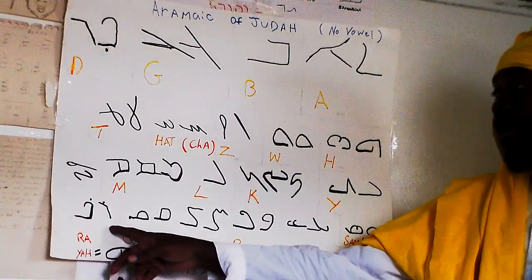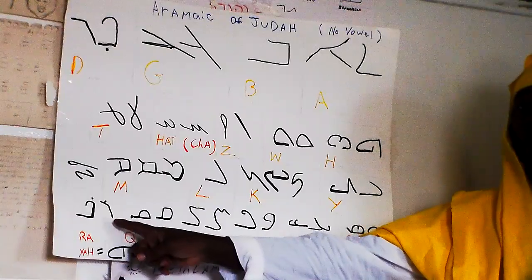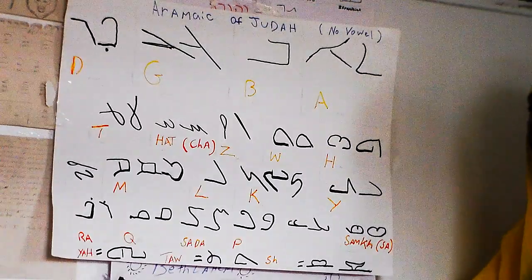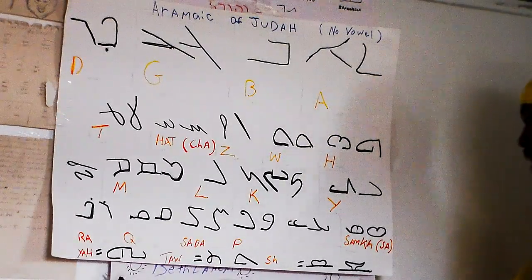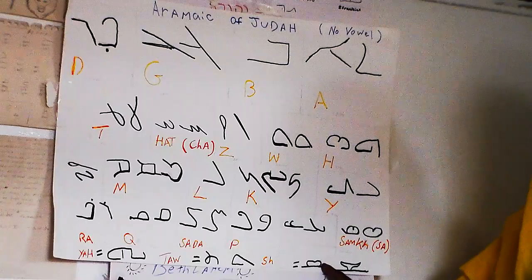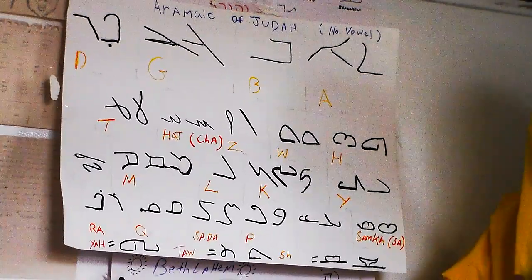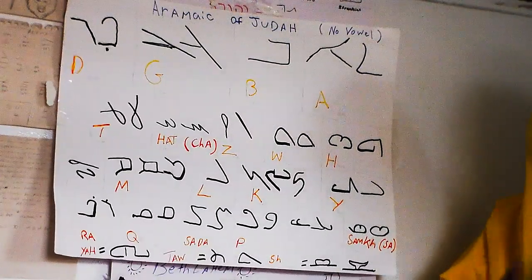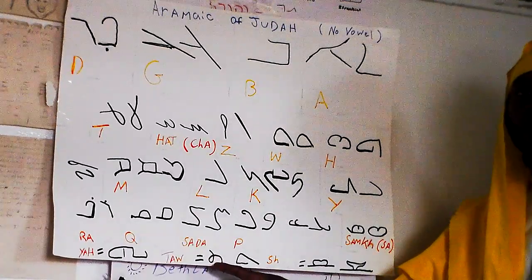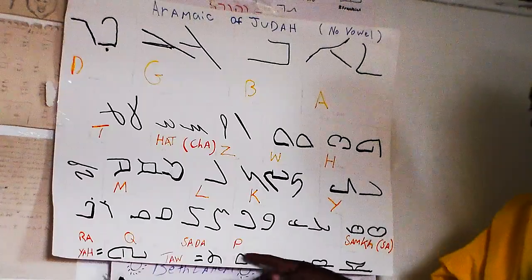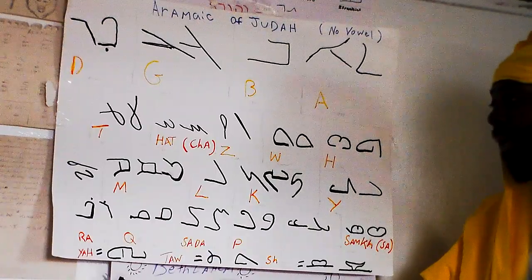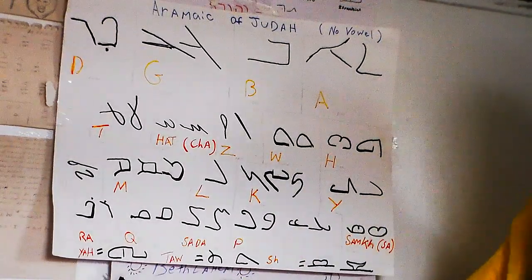Ra. This is Ra. Ra from the east, Ra from the west. Sha, with the SH. Ta. And the last of the alphabet, Ya, for the Lord, Ya.